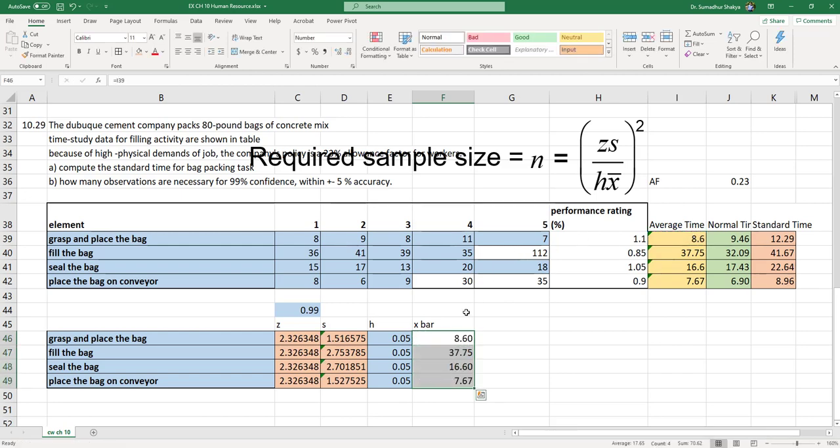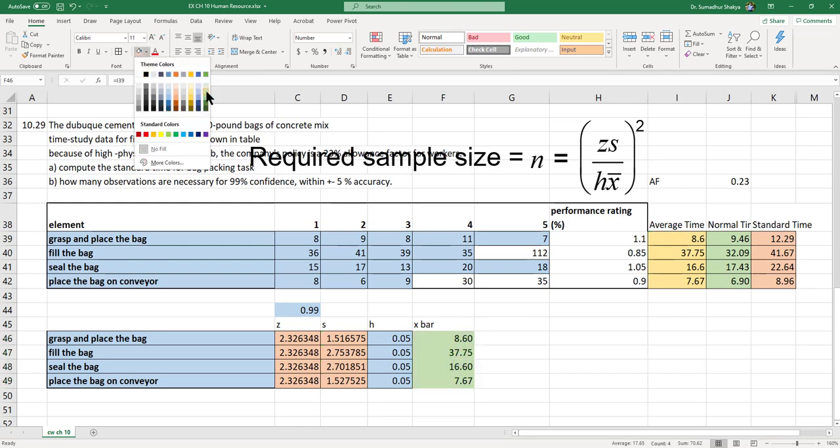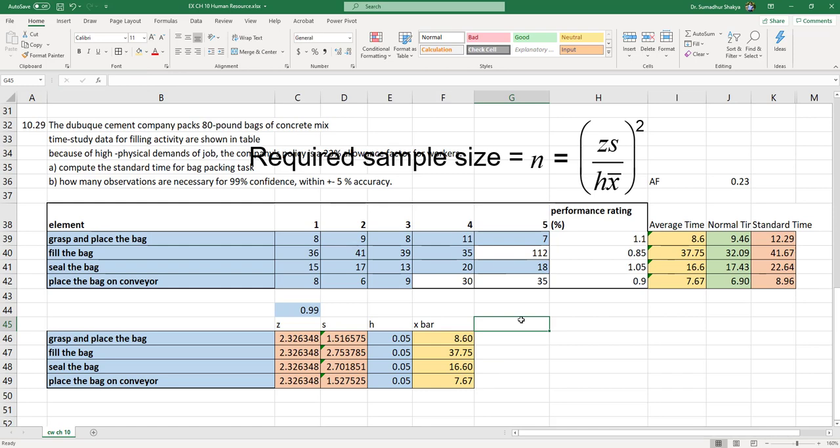Control Shift 1, so the formatting does not take us for a ride. Is it the same color? Okay, almost there. Now I'm going to calculate the numerator versus the denominator for this part. The first thing I'm going to calculate is the numerator part, so first I want to calculate this part only. In order to do that, I'm going to calculate z times s.